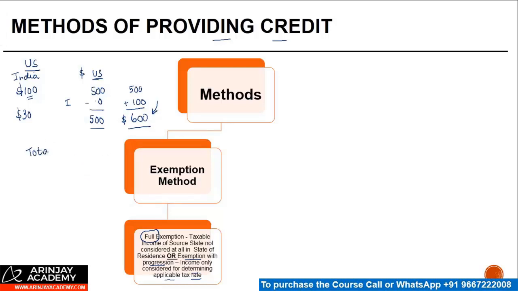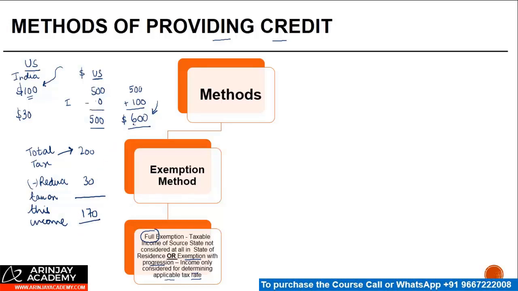Once you get the total tax on 600, let's say it is 200, just a figure that I'm saying, then you calculate what would be the tax on this 100 and reduce it from the total tax which is due. So let's say if this tax were 30, 170 is what you pay.